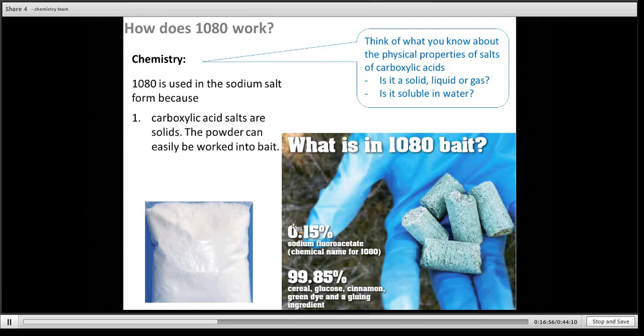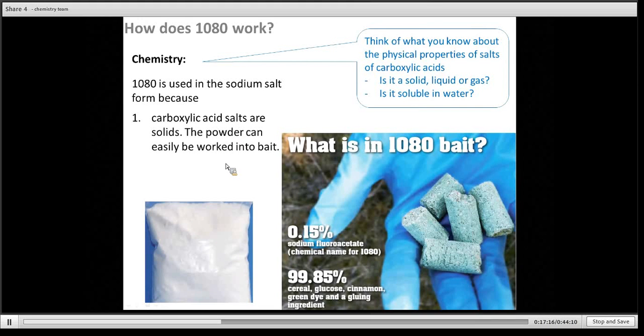Okay, so what do you know of the physical properties of sodium fluoroethanoate? So is it a solid, liquid, or gas? And is it soluble in water? So first of all, you should know that salts tend to be solids, and carboxylic acid salts are exactly the same. So it is found as a white powder. So when you make it, it's a white powder.